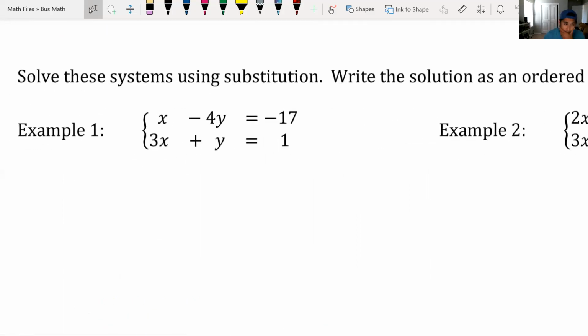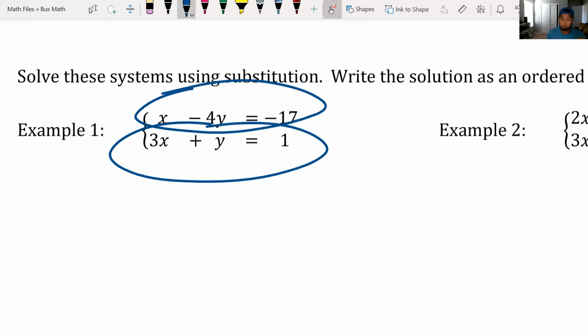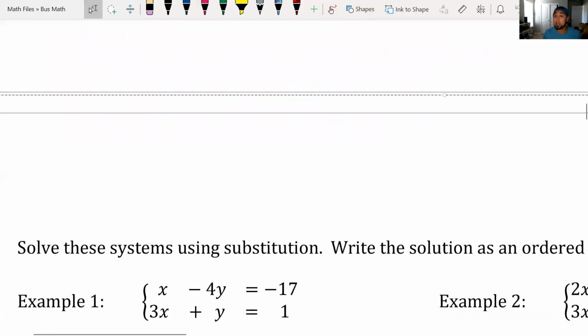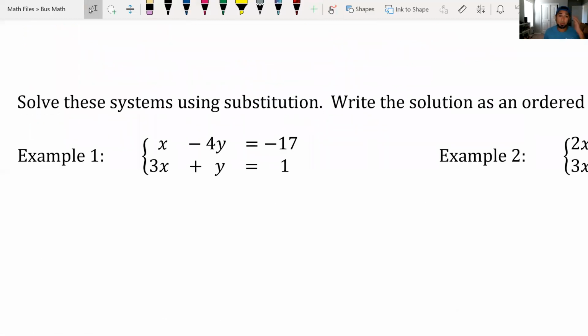So for example 1, we're given the system of equations, x minus 4y equals negative 17, and 3x plus y equals 1. Okay, so do you want to make a substitution for equation 1? Or do you want to make a substitution for equation 2? And again, here is where we have the most power in math. We get to choose what we want.